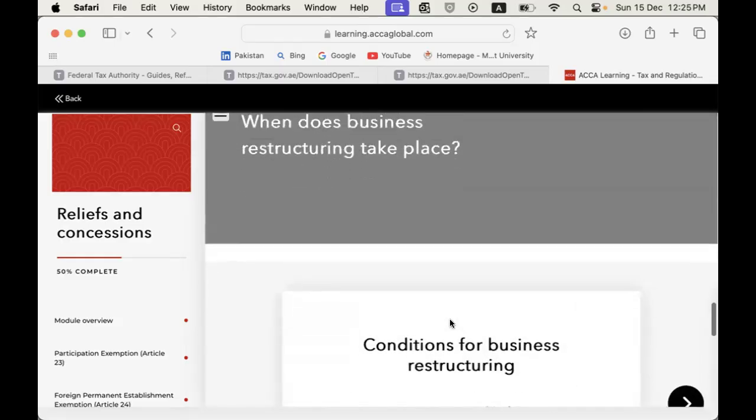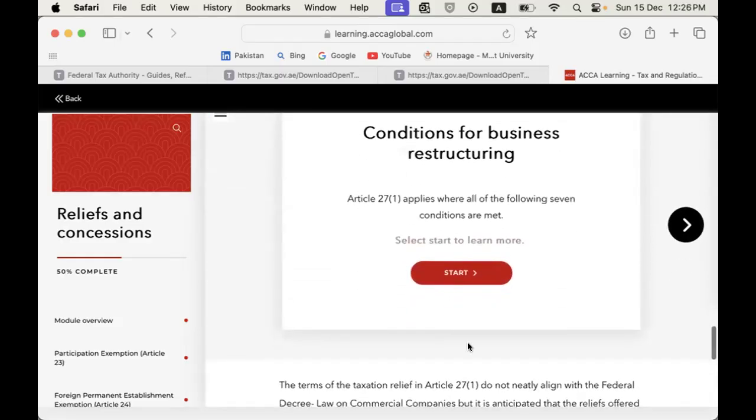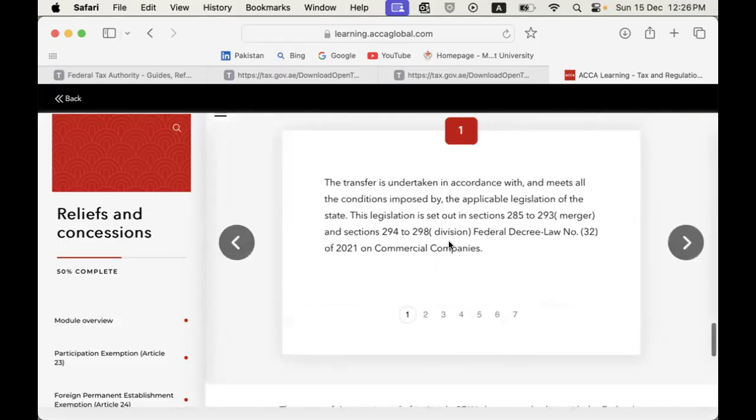When does business restructuring take place? Okay, let us have a look at the various conditions. The transfer is undertaken in accordance with and meets all the conditions imposed by the applicable legislation of the state. So what is being said here is that commercial company law will apply. The legislation is set out in sections 285 to 293, which is merger, and sections 294 to 298, which is division, split basically, of Federal Law Number 32 of 2021.